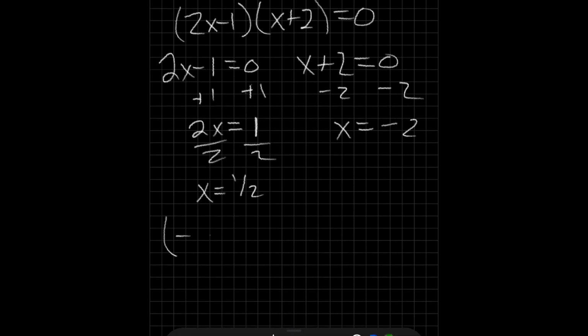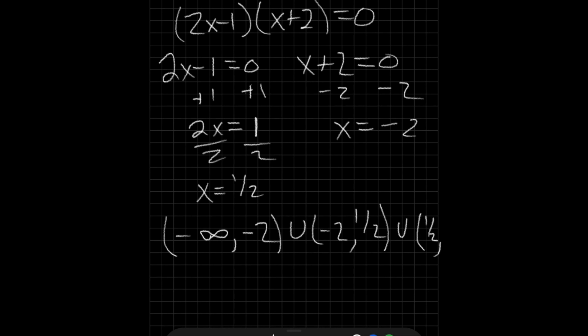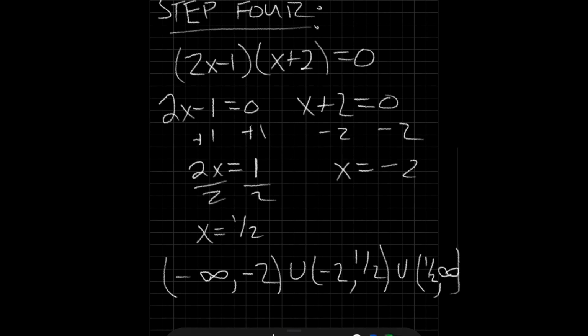So my domain is negative infinity to negative 2, union negative 2 to 1/2, union 1/2 to positive infinity. And now I'm going to take a look at my function, and I'm going to find my vertical asymptotes because they're very related to the domain. So step 4, we found the domain.